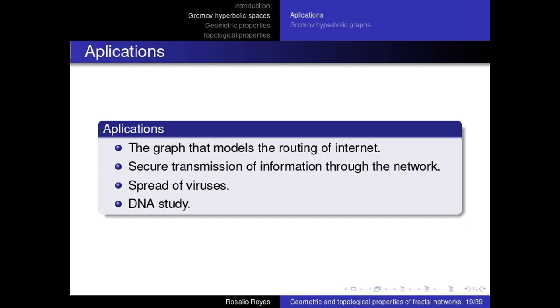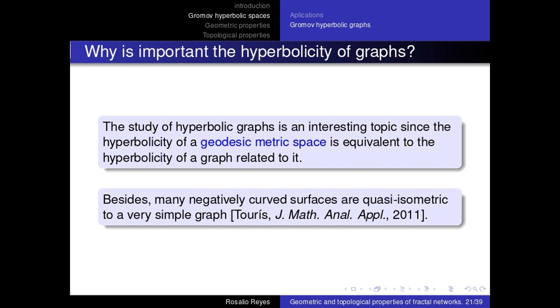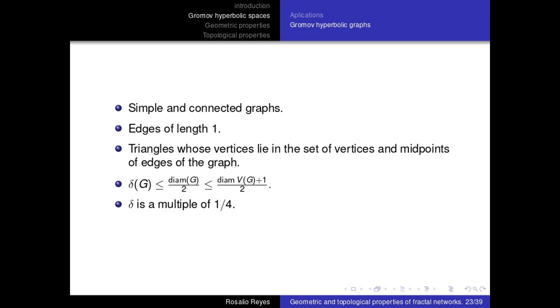In addition, it has been shown that there is a relationship between several surfaces with negative curvature and very simple graphs. Moreover, from previous work we know that it is sufficient to consider simple and connected graphs, which in this case they all are. We will consider edges of length 1. The triangles have as their vertices the vertices of the graph or the midpoints of the edges. Finally, we have that the hyperbolicity constant is bounded by the diameter of the graph. For the aforementioned families of graphs, we obtain the following results.